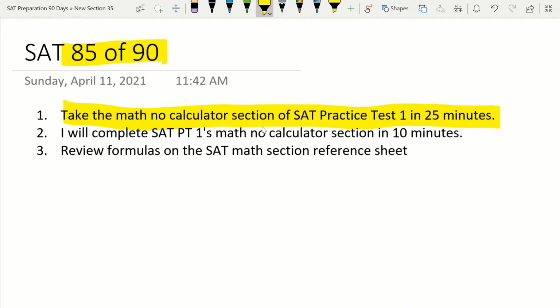The reason why we can do the math no calculator section in the full amount of time and treat it like the real thing this close to the SAT is because it's only 25 minutes. So it's not going to tax you too much, whereas if we were to try to do a reading section this close to the SAT, it'd be really mentally taxing, which is why we can do the math no calculator section and treat it like the real thing, but we can't really do the reading section. But that's on another note. So today, that's what you're going to want to do first, okay?